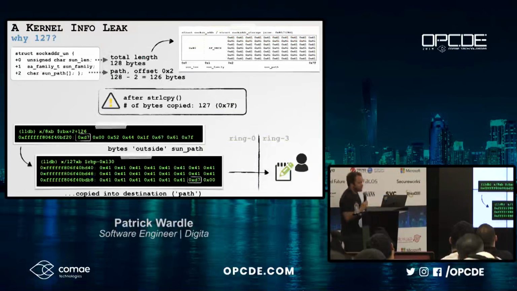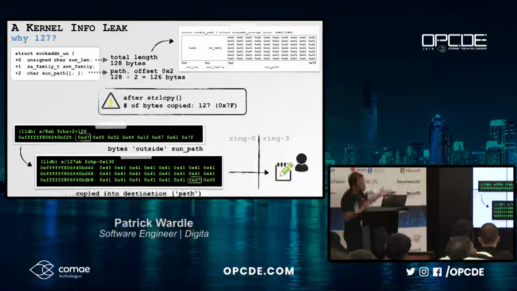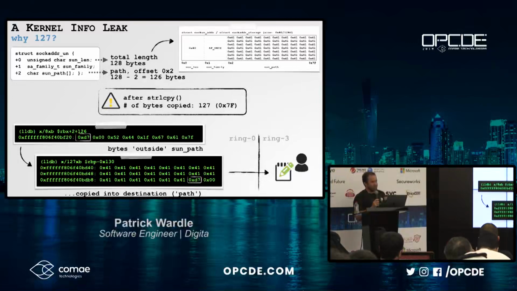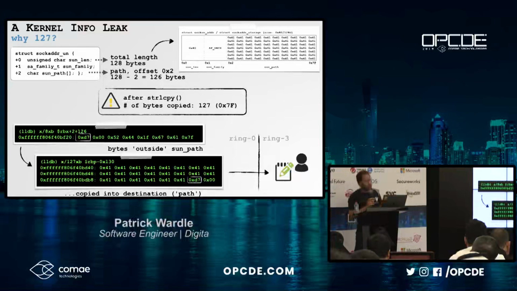So why 127? Recall we're copying from a sockaddr_un structure, and we've set its size to 128. Now the path starts at offset 2, which means that the maximum path length is 126. In memory, if we dump the path that we're about to audit, we can see that right after it there's a random D7 and then a random 00. So what happens is the code has gone through and copied to the end of the path.